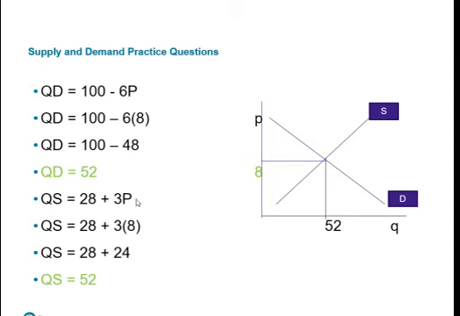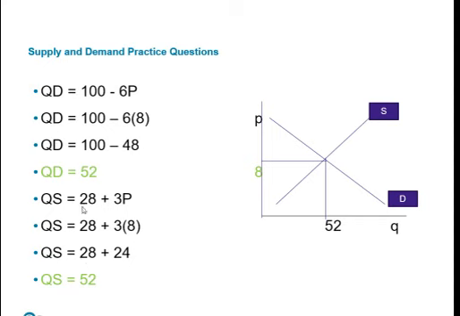We do a similar procedure with the quantity supply equation, 28 plus 3P. We put in the value of P, which is 8, and when we multiply 8 with 3, it becomes 24. So 28 plus 24 equals 52. So we came to know that QD equals QS. This means our price answer is true, QD equals QS, and the market is in equilibrium.